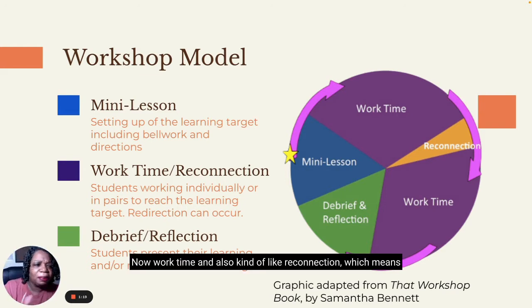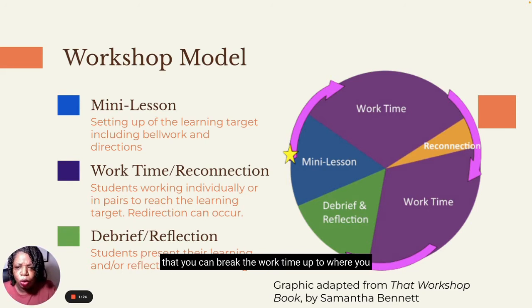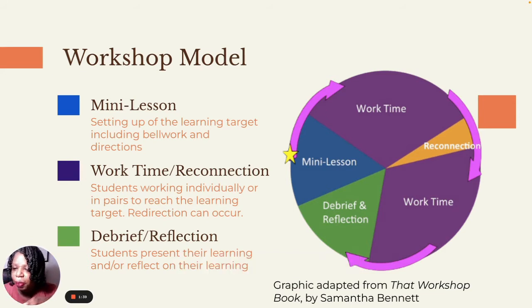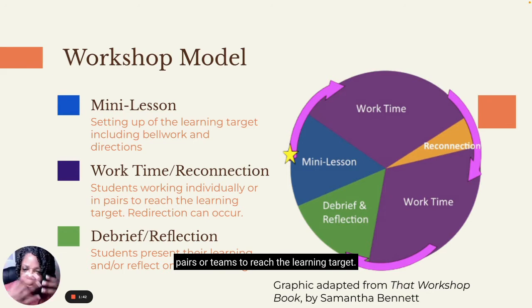Now, work time and also kind of like reconnection, which means that you can break the work time up to where you might redirect them to keep going in a different way. That's what a reconnection would be. But the bulk of your class time, like 80% of it, is students working individually, in pairs, or in teams to reach the learning target. And again, redirection can occur during this chunk of time.